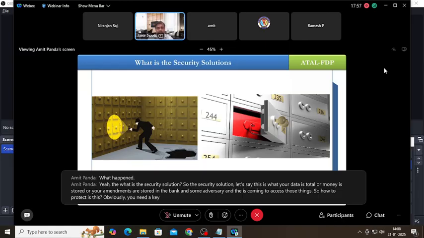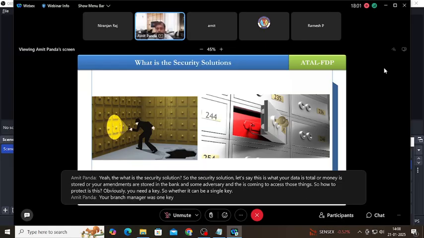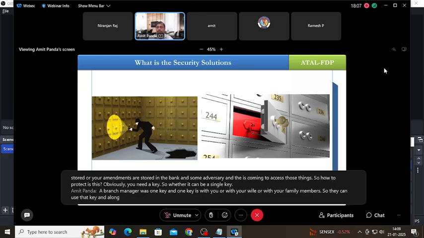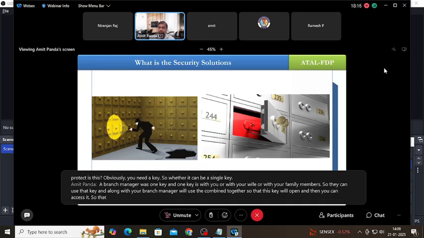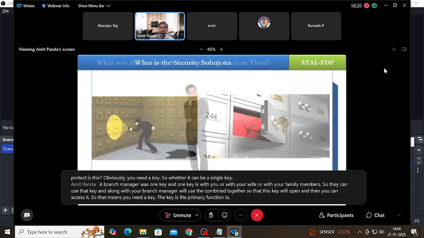It can be a single key, or the branch manager has one key and one key is with you or with your wife or family members. They can use that key, and along with your branch manager they combine them together so that the lock will open and then you can access it. So that means you need a key. The key is the primary function of any security solution.